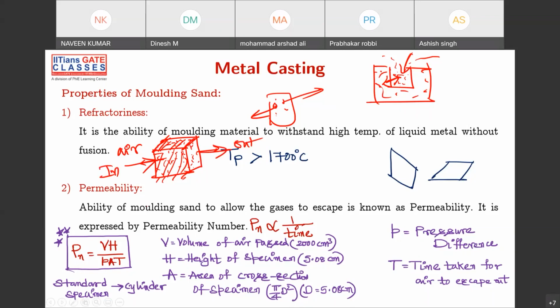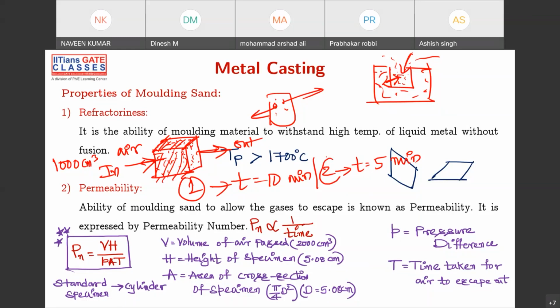Let's say I'm trying to pass 100 or 1000 centimeter cube volume of air, and sample 1 is taking 10 minutes, and sample 2 is taking 5 minutes. So the second one is allowing the air very fast. It means the second one is more permeable, because the air is coming out very fast. It is not taking much time. Happily it is coming, it is allowing it.